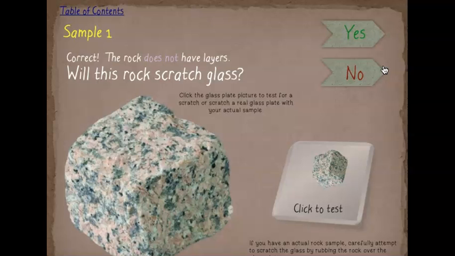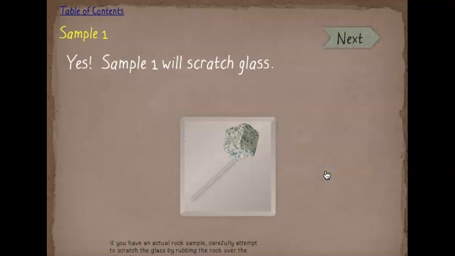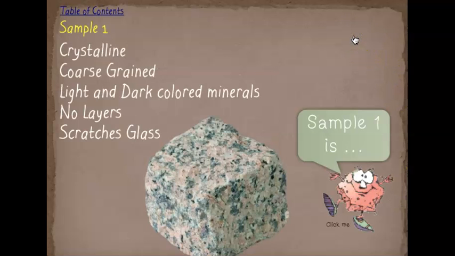Will this rock scratch glass? So if I click on the little test, I can see a little streak on the glass. Yes, it will. Sample 1 will scratch glass. I can then click next. And I've got all of the information about this particular rock. It is crystalline. It's coarse grained. It has light and dark colored minerals. There are no layers, and it scratches glass, meaning that it must be harder than glass.